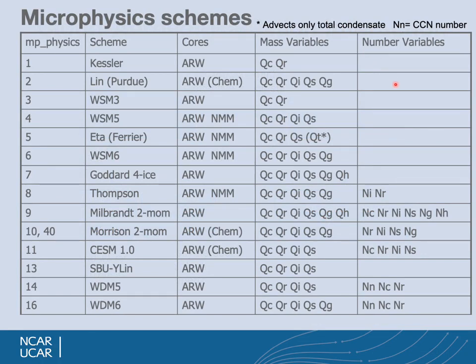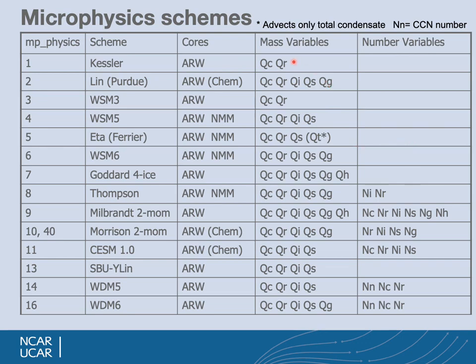These tables summarize the schemes. It's 3 pages of tables. We have a lot of options, but what they show is the variables, the mass variables and the number variables, to give some idea of which schemes are single moment and which ones are double moment and which ones have even extra variables that they compute.